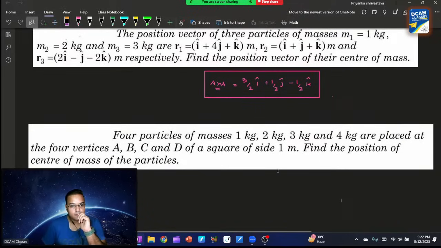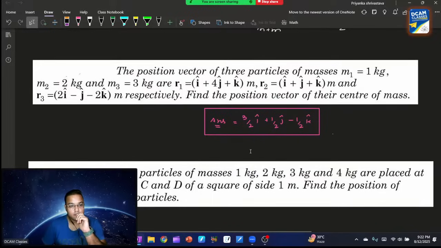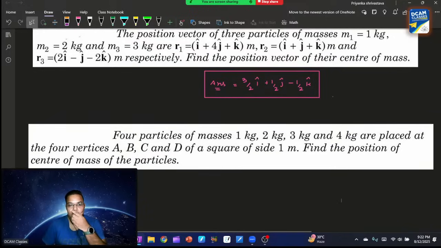So you have to multiply the vectors with the individual masses, add them, and divide by the total mass. That's all. Yes, sir, I got this. Very good.